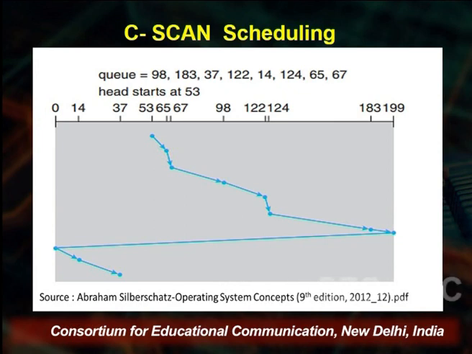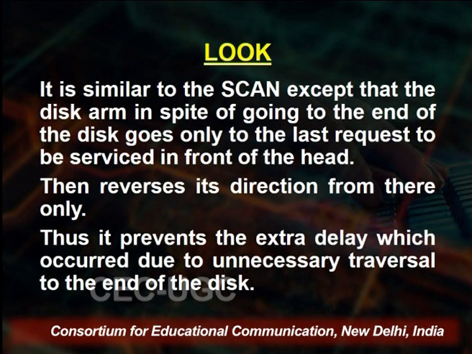Now there is no point in going to 199 if there is no request lying between 183 and 199. So that point has been taken care of in LOOK: in spite of going to the end of the disk, the head will go only till the last request to be serviced, and from there it is going to reverse its direction. So basically it is going to prevent the extra delay which occurred due to unnecessary travel to the end of the disk.